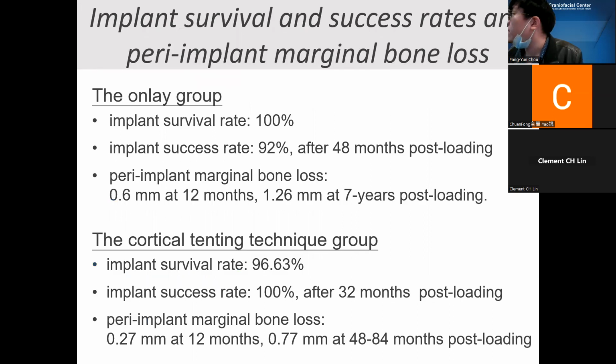Looking at the implant survival and success rates and peri-implant marginal bone loss, the onlay group has a 100% survival rate, 92% success rate, and for peri-implant marginal bone loss, 1.26 millimeter at seven years post-loading. And looking at the cortical tenting technique group, 96% survival rate, 100% success rate, and 0.77 millimeter of peri-implant marginal bone loss at 48 to 84 months post-op.